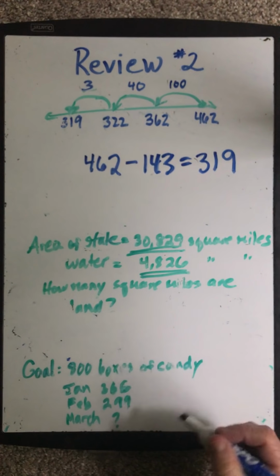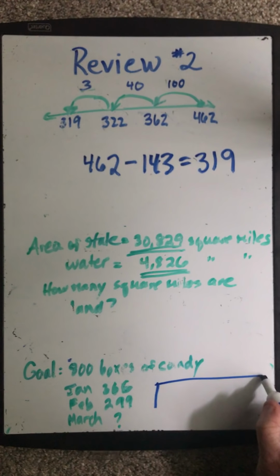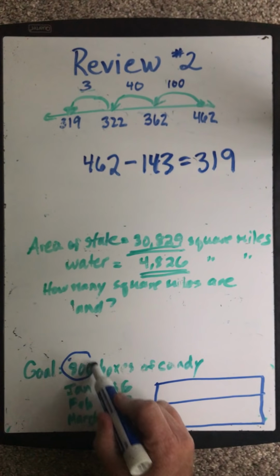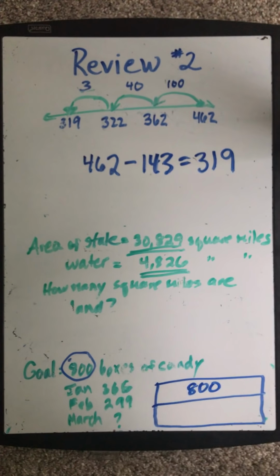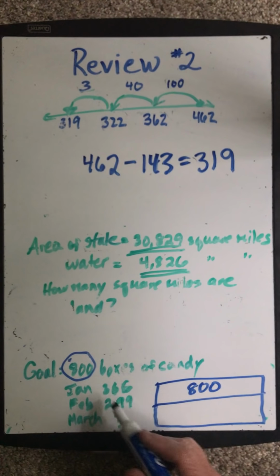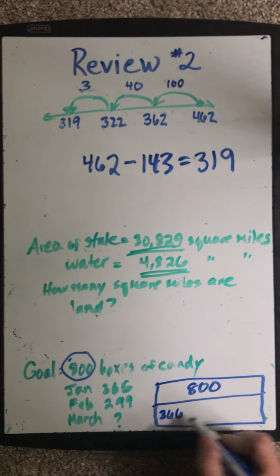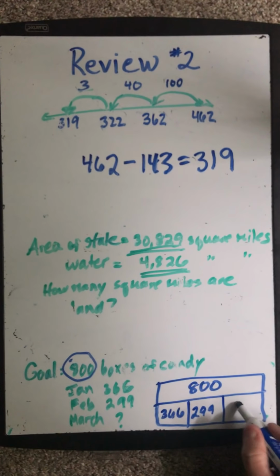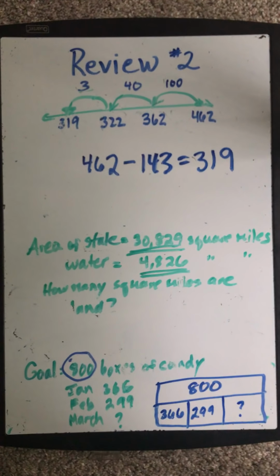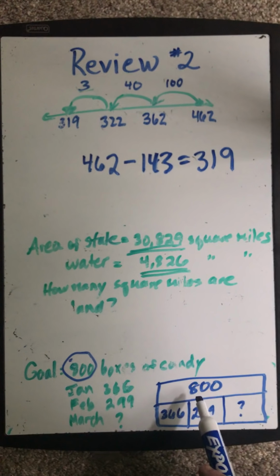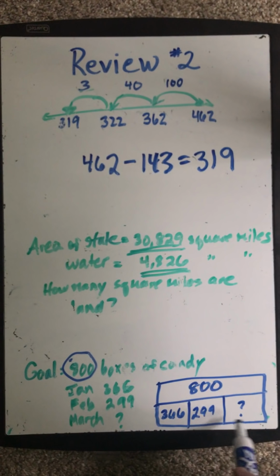Well, using the bar method, just like we did up above, okay, we have our total of what we want. Our total is 800. Okay, now we have 3 different parts though, not just 2 like up here. We have what we sold in January, 366, February, 299, and then we're missing our third part, what we're selling in March. Okay, so how do we solve a problem like this? Well, just as in the above question, we have our total and we're missing an amount. So what we're going to have to do is we're going to subtract.